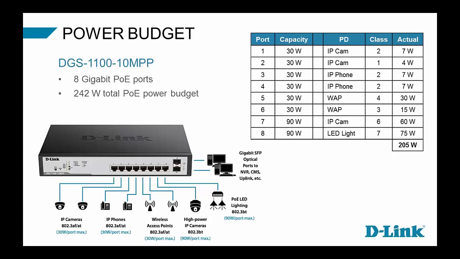Port 7 is connected to a high power IP camera. That's a class 6. So the switch says I've got 60 watts reserved for you. And port 8 is connected to some LED lighting, and that's class 7, and the switch reserves 75 watts. So over on the right side of the screen, you see a total power requirement of 205 watts to power all of these PDs. And this particular switch that we're looking at has a 242 watt power budget, so I've sized my network accordingly here. I've got the right switch for the right applications.